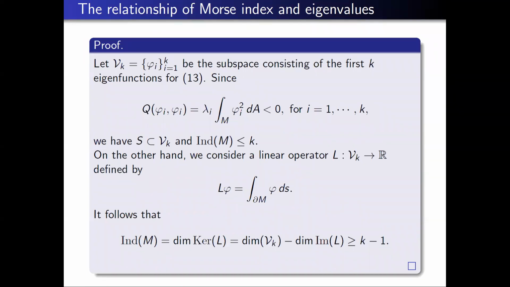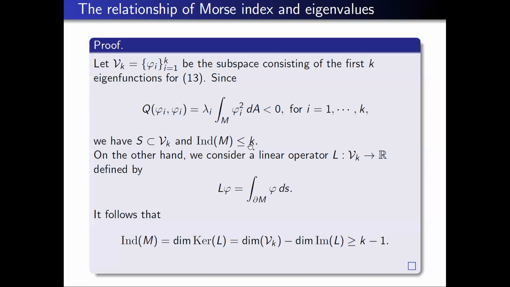Let V_k = span{φ_i, i = 1 to k} be the subspace consisting of the first k eigenfunctions for (13). Since Q(φ_i) is strictly smaller than 0 for i equals 1 to k, S is a subspace in V_k, and the index of M is smaller than k.